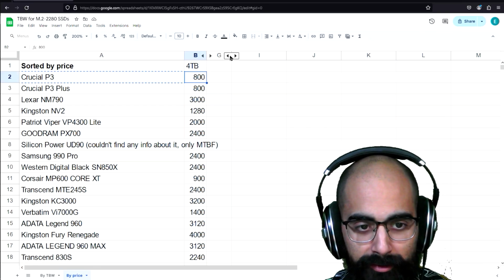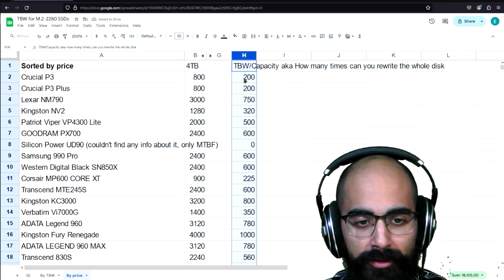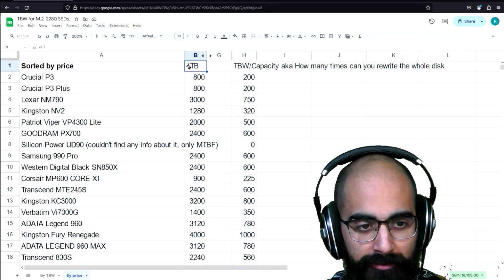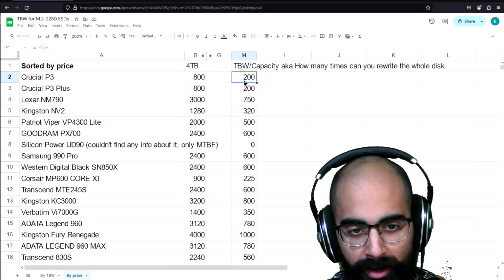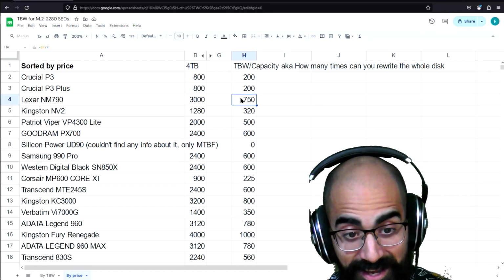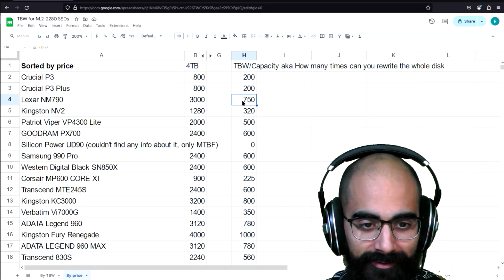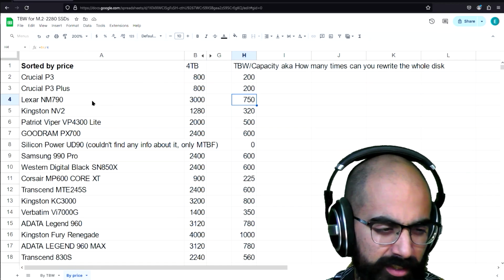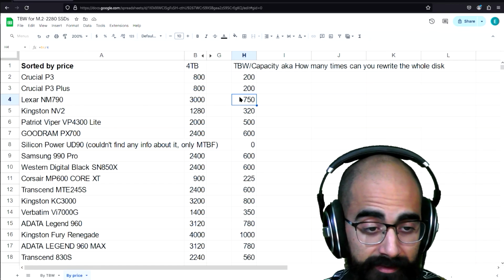Because if you think of it in terms of multiples, how many times can you write the whole drive until it kicks the bucket? In this case, if you have a 4 terabyte drive and it's an 800 TBW, that means that you can write it 200 times over. But for $3 more, you can write it 750 times. You know, it's crazy that you can have that in the same price range. Maybe there's a different technology in the background that makes it different, but that is crazy to me.